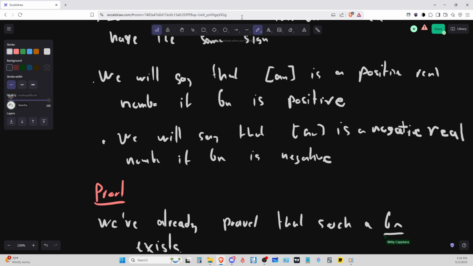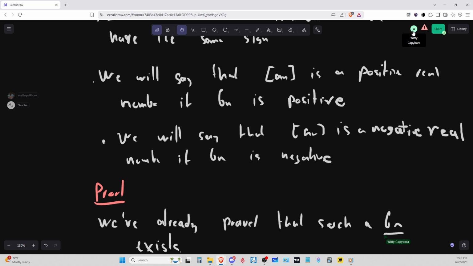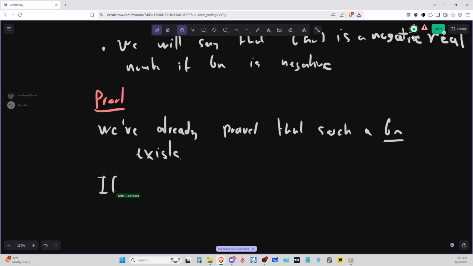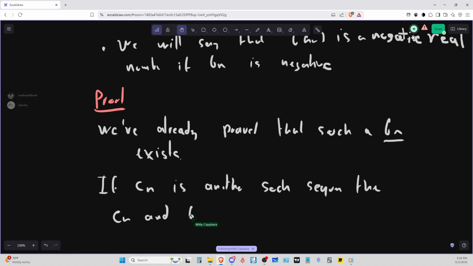Now we have to show that if Cn is another such sequence, then Cn and Bn have the same sign. So we just have to show the sign condition.